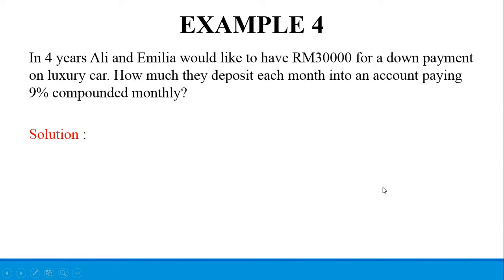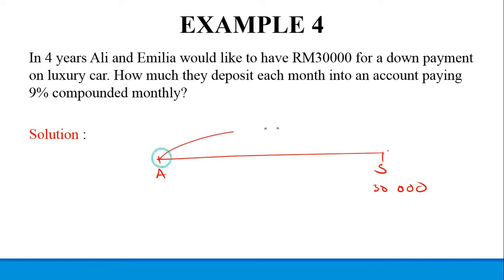For this case, please do a timeline because you want to know whether to use the present value or future value. This is A, this is S. In 4 years, Amelia would like to have 30,000. Say again, you want to have 30,000 in 4 years. When you do it like this, you can know which type of formula you want to use.